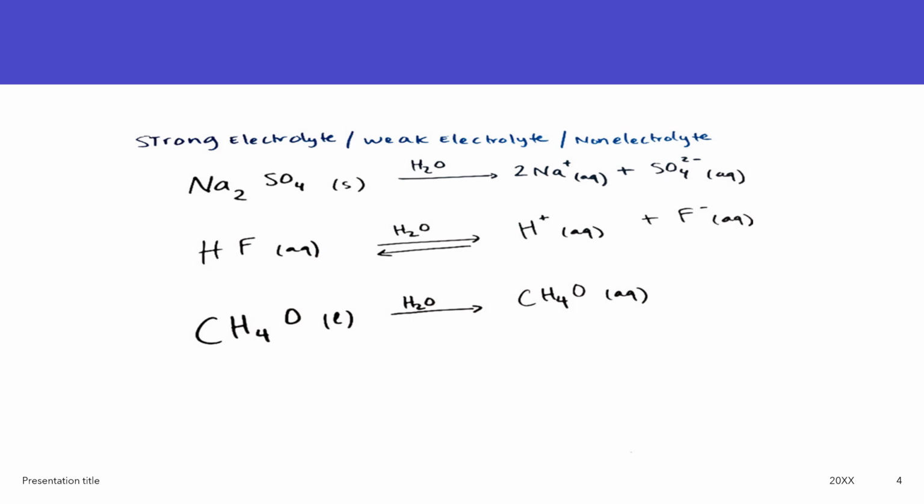Now let's look at the second one, hydrofluoric acid, HF. We talked about that one previously. We said that it is a weak electrolyte, so partial dissociation. The last one, methanol, is a non-electrolyte. When it dissolves in water, it does not dissociate.